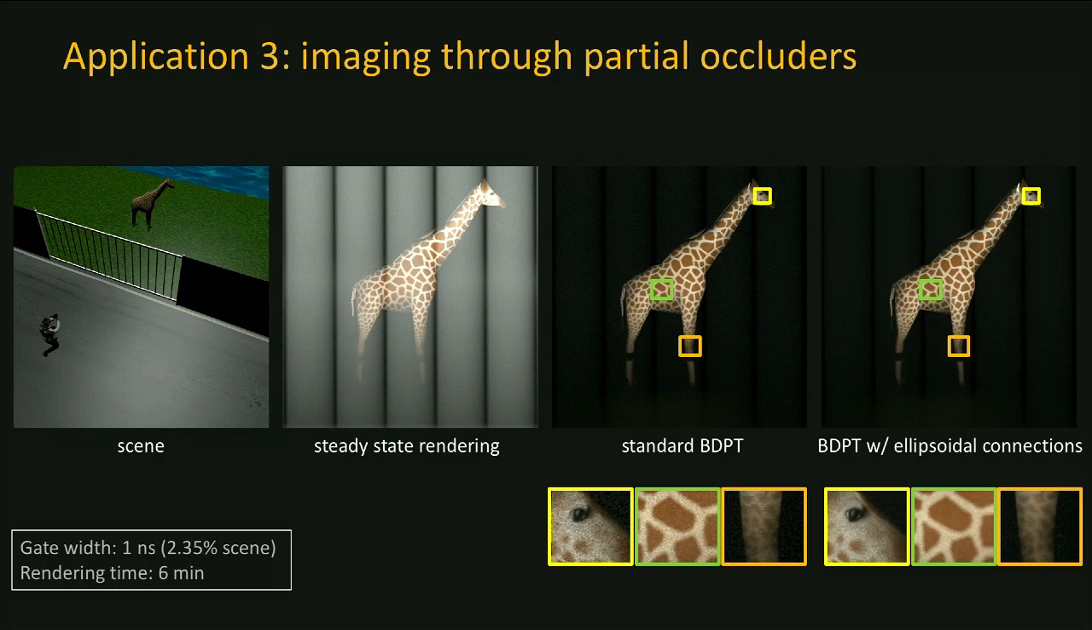A lens-based steady-state camera, even with the largest aperture, would produce a low contrast image as shown in the second image. The time-gated camera addresses this. As we can see in the third and fourth figures, this is a scenario which can be simulated much more efficiently using ellipsoidal connections.